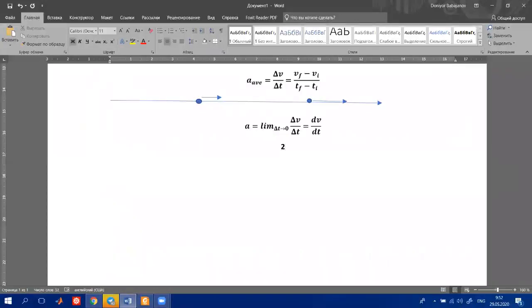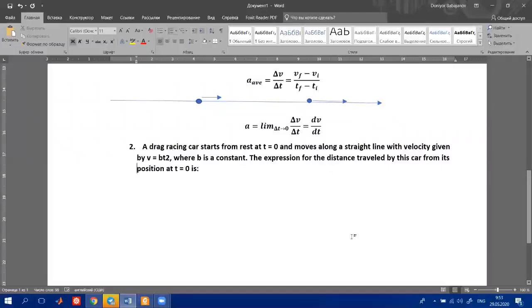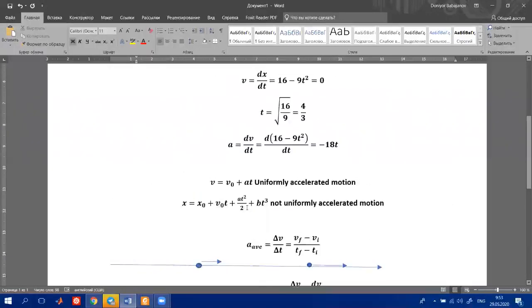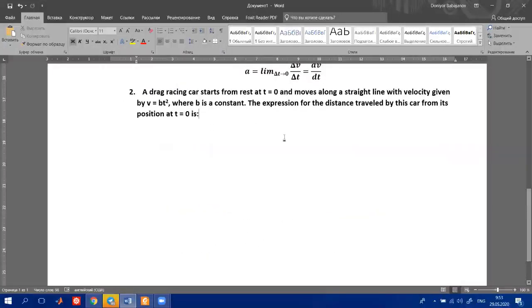This is problem number 2 for today. So this is bt square. Now the problem is different. Here we have coordinate and we found velocity, but now it's an inverse problem. Inverse problem means velocity is given and you should find coordinate, the inverse.